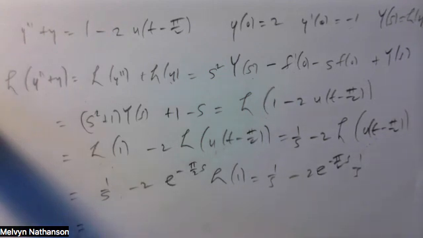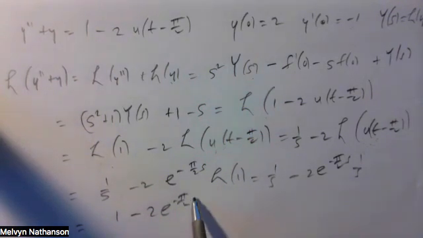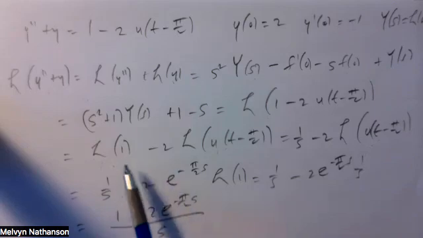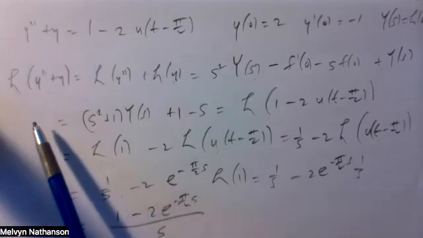So this is equal to, put everything over a common denominator, 1 minus 2 e to the minus pi over 2s over s. Let me just go back. I think I dropped a term.